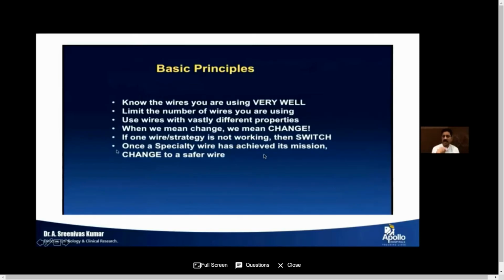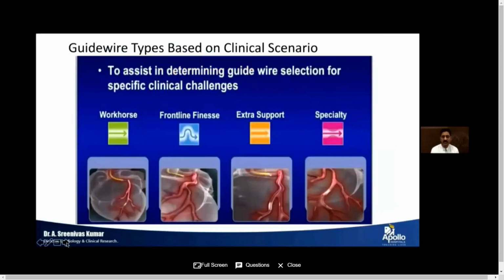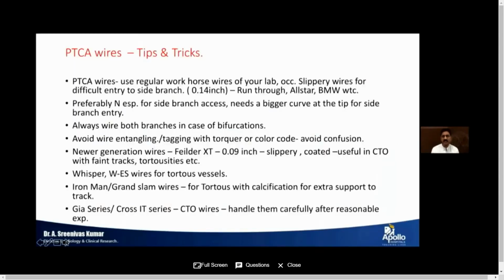So initially, many of the times a faint track is there with the Fielder XT type of wires. It doesn't cross, then switch over to stiffer wires. There's no point again trying another type of filter wire there itself. That's the concept we need to understand. But we also need to have, once the specialty wire has achieved its mission, you can change to a safer wire with the microcatheter exchange, whichever you use, a workhorse wire. The regular workhorse wires is what we use, and the frontline finesse sometimes is required, sometimes extra support is required. Specialty wires are CTO wires, which I'll touch upon briefly.